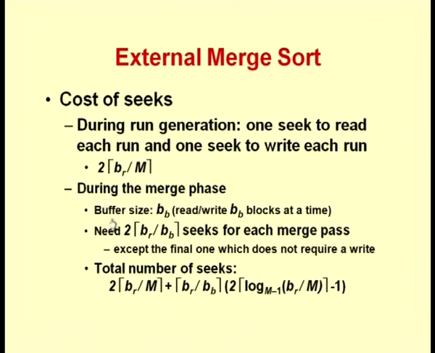During the merge phase, with buffer size Bb, you read and write Bb blocks at a time, and then you need so many seeks for each merge pass except the final one, which does not require a write. So, the total number of seeks becomes a significant factor, as you can see from this equation.